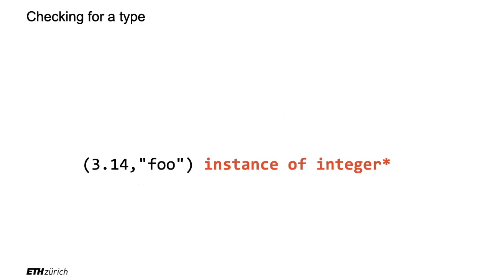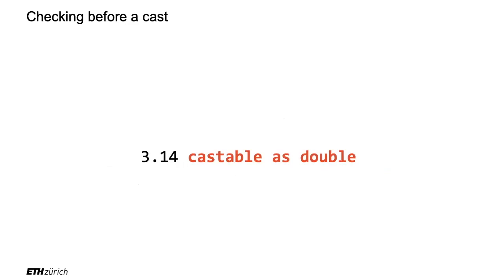False, exactly, because we have a string in there. It's not an integer, right? So that's going to give you false. Here, it checks for castability. What do I mean with that?